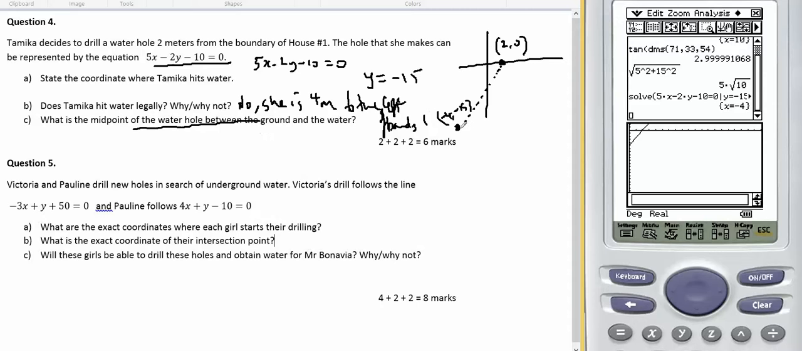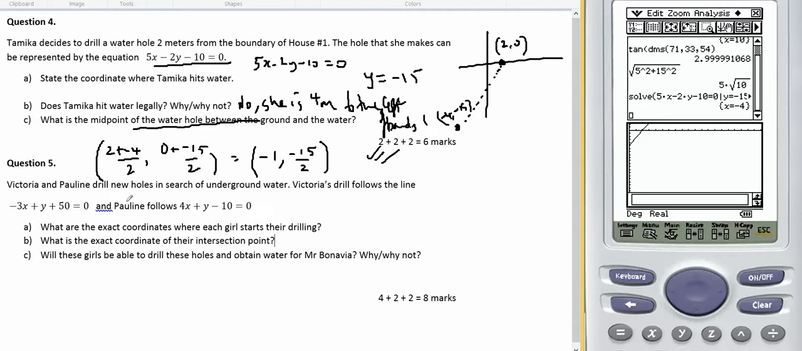Okay, so Tamika's midpoint will be x1 plus x2, so 2 plus -4 all over 2, and 0 plus -15 all over 2, which is a midpoint of (-1, -15/2). Okay, that's Tamika's question.